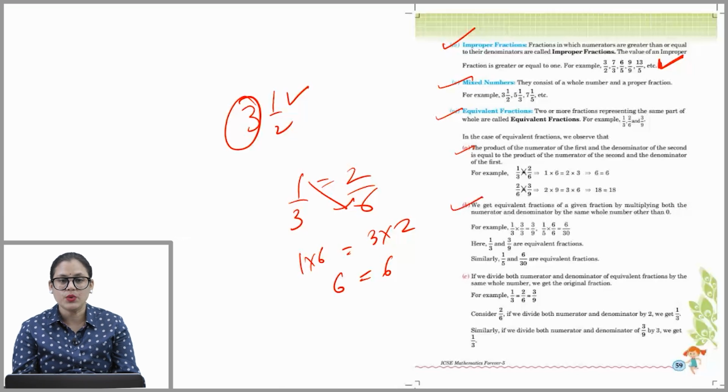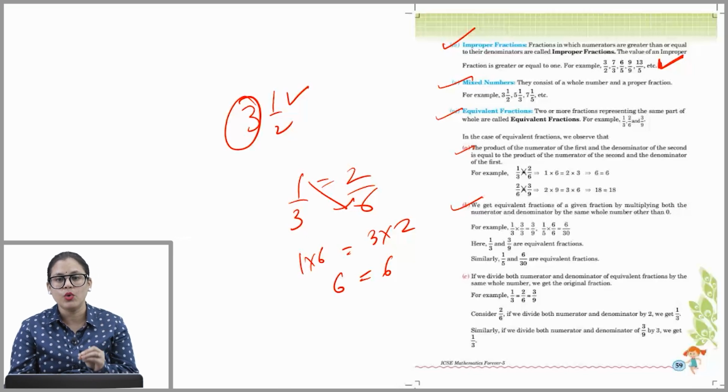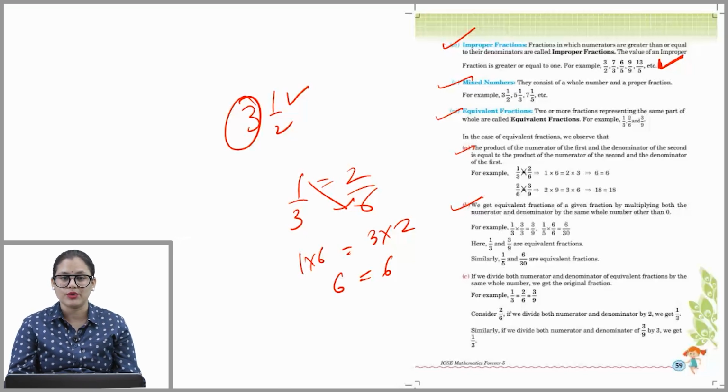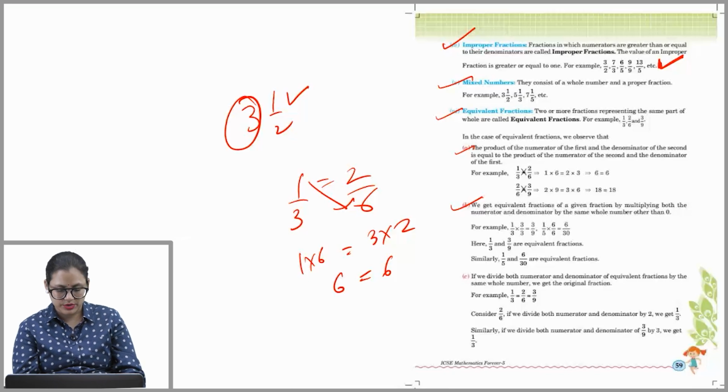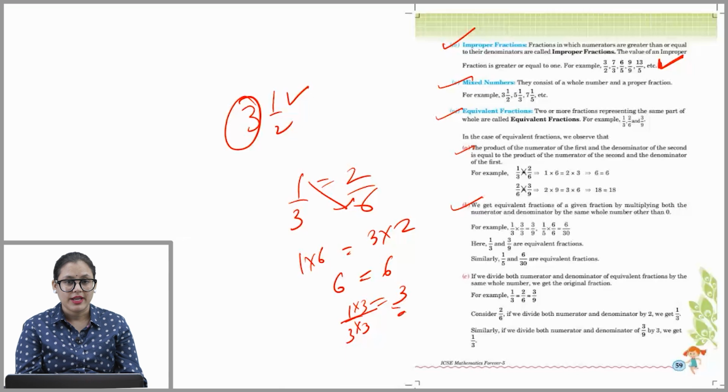B, we get equivalent fractions of a given fraction by multiplying both the numerator and denominator by the same whole number other than 0. For example, 1 by 3, we have to multiply numerator and denominator by the same number. So you will get 3 by 9. That means 3 by 9 is equivalent to 1 by 3.